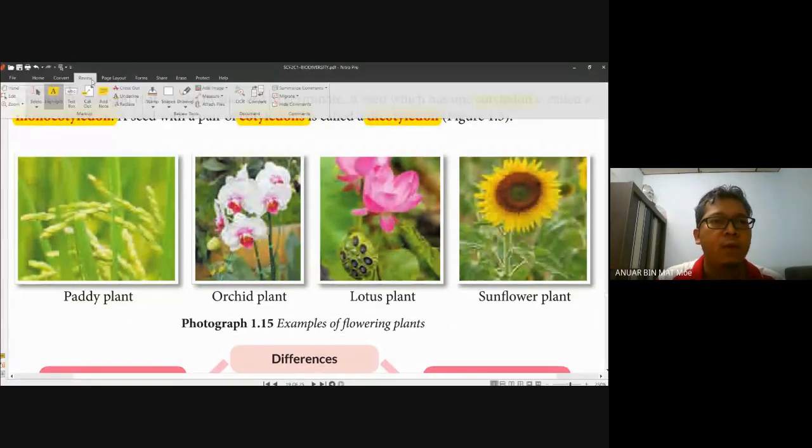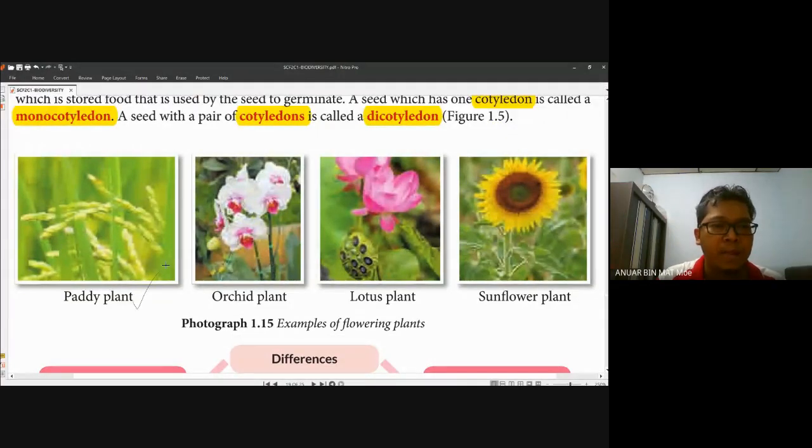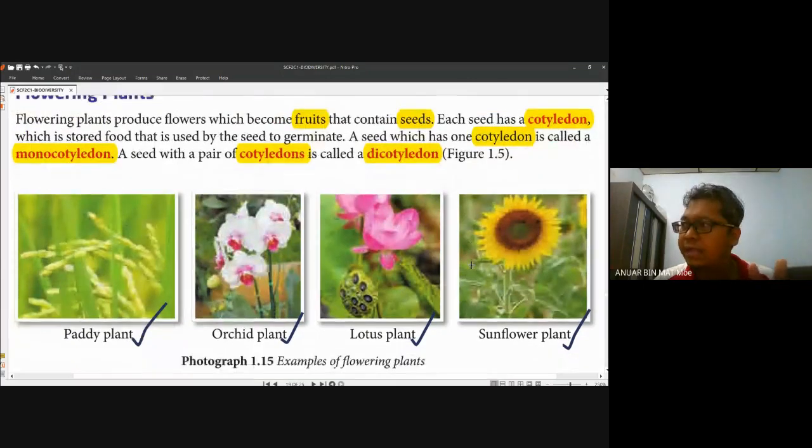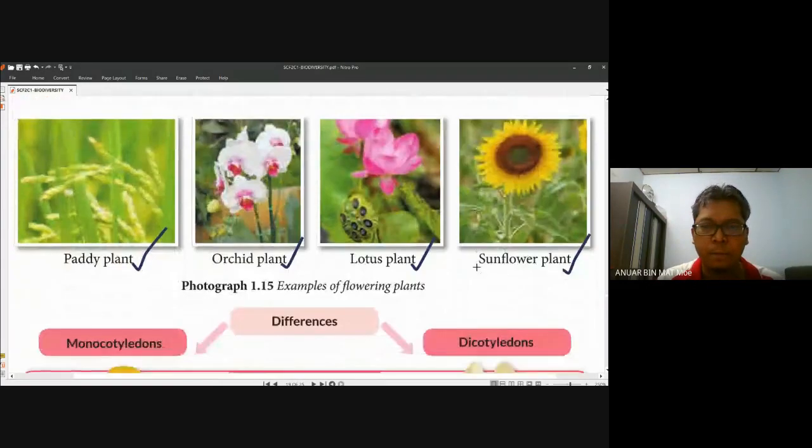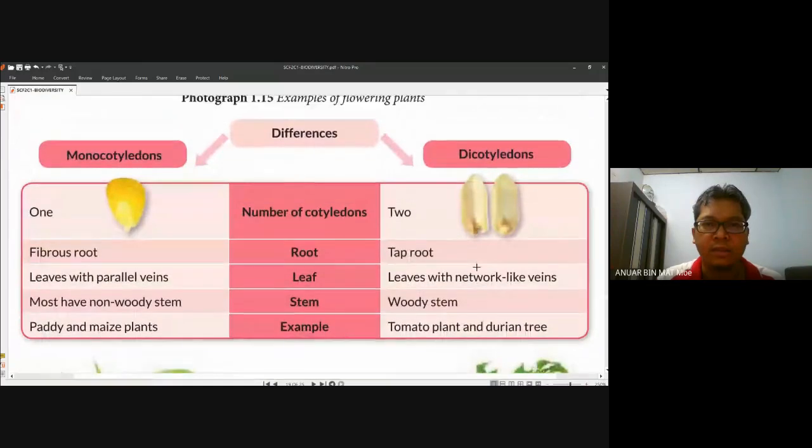Examples of flowering plants are paddy plant, orchid, lotus plant, and sunflower plant. Any plant that has flowers, we classify it as a flowering plant. Next one. What is the difference? Mono means one, so monocotyledon has only one cotyledon, and dicotyledon has two cotyledons.